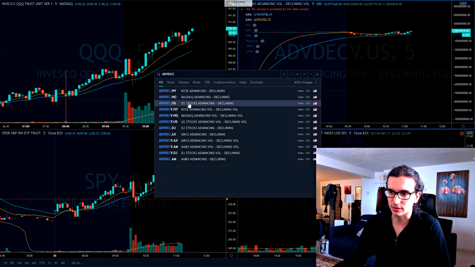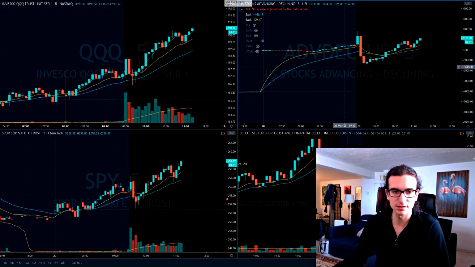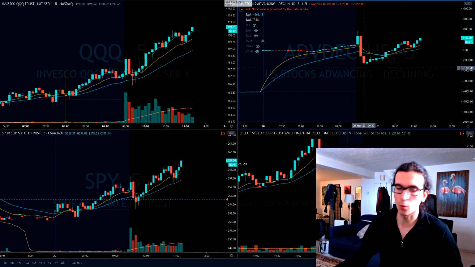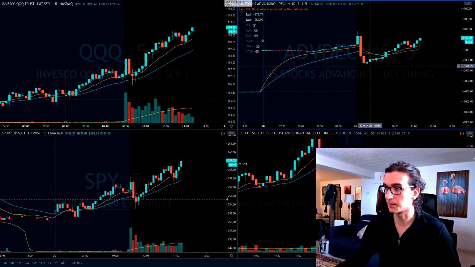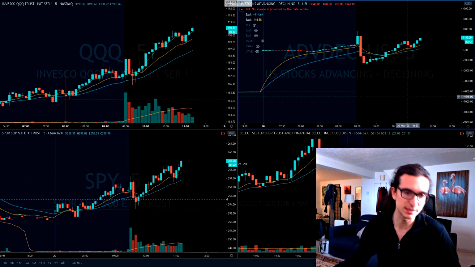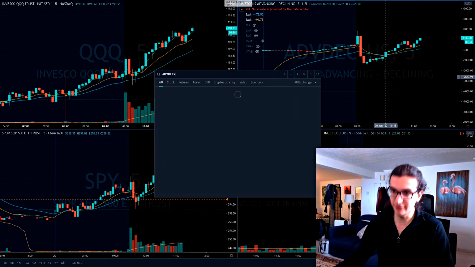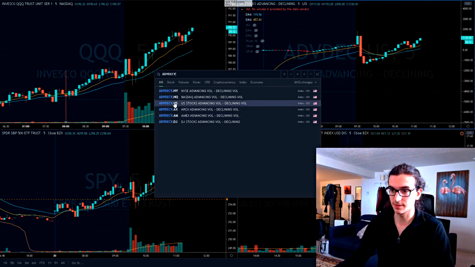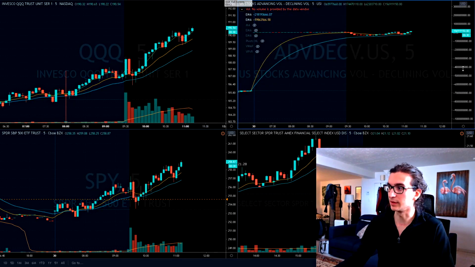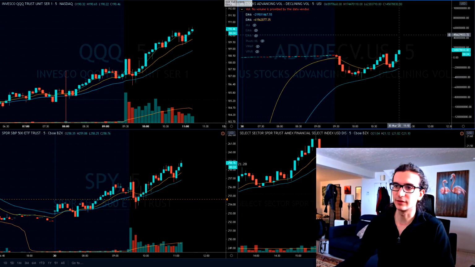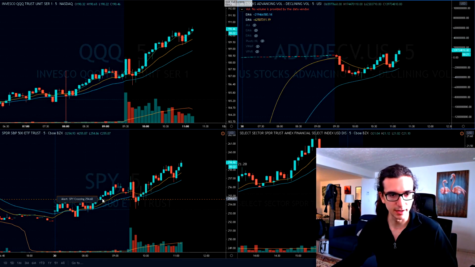Put it on US stocks. So this is advanced decline for US stocks. This basically, if it's moving higher, it means that there's more green stocks than red stocks in the market. And if it's moving lower, it obviously means there's more red stocks than green stocks. So that's the advanced decline. But again, ADVDEC.US, that's going to be the one that has the volume in there. Probably need to zoom in a little bit, but you can see that right now there's more of an uptick volume as the market is in a 5-minute uptrend, okay?